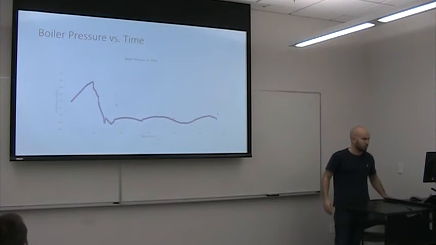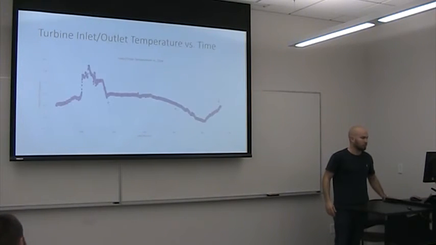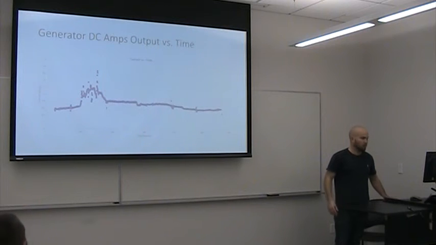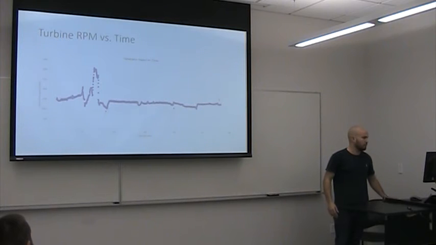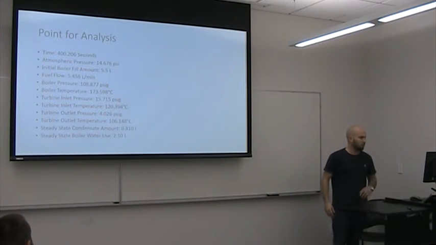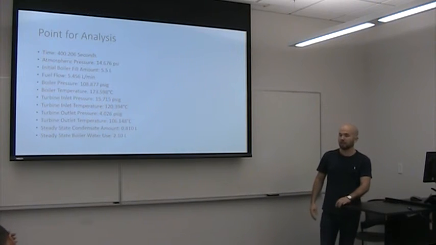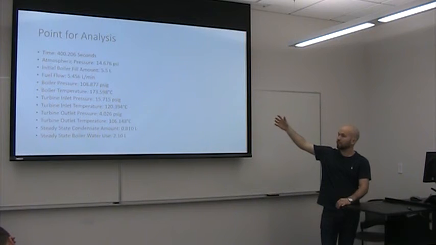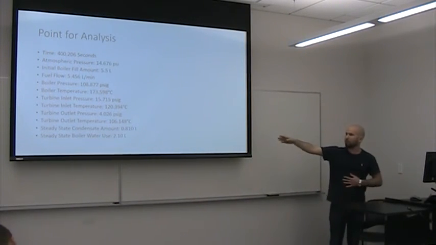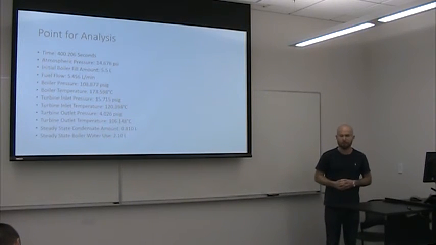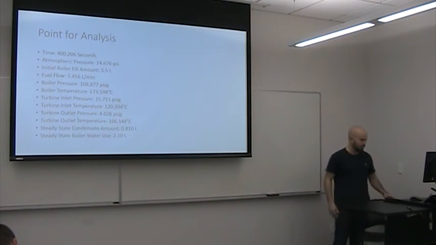Furthermore, the boiler pressure versus time, turbine inlet over outlet pressure versus time, and the amount of AC amps that we created, DC amps that we created, the DC volts, and the turbine RPM versus time. And then when I went through, these are some of the amounts that I calculated or found from the computer program. You can see the different pressures, the initial fill amount that we had in the boiler, and all the different pressures and temperatures associated with each one of the components. And then we have our amount of 0.81 liters, which should actually be wrong. It should be about 250 milliliters instead of 810.